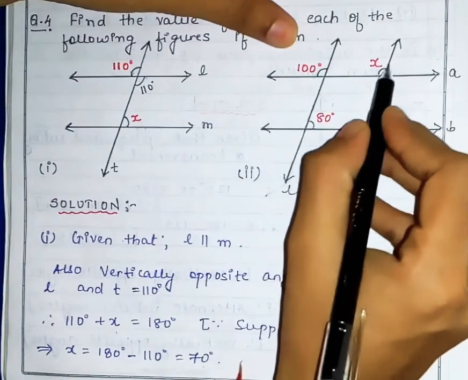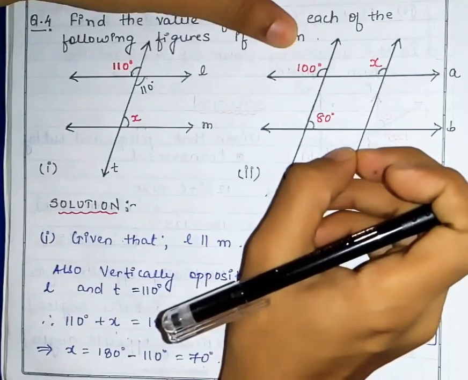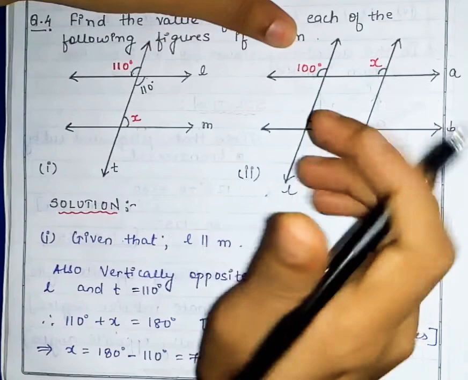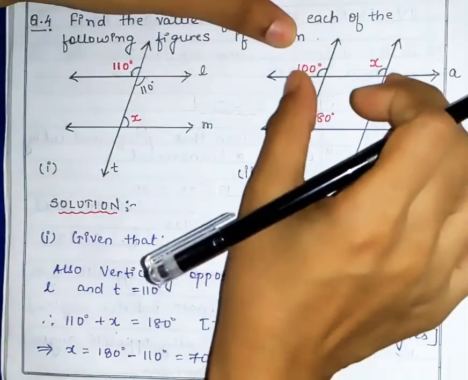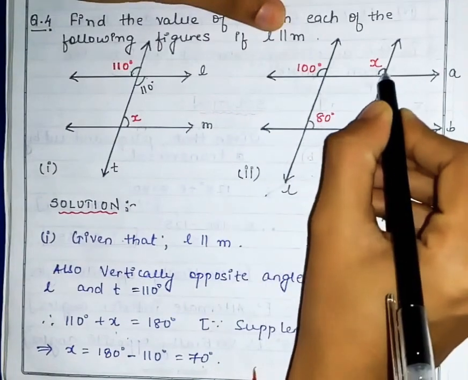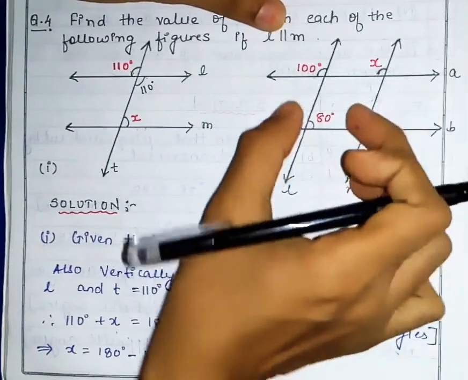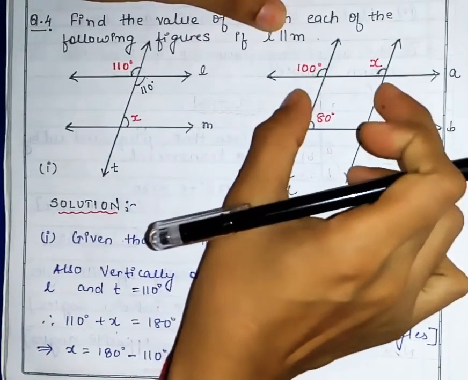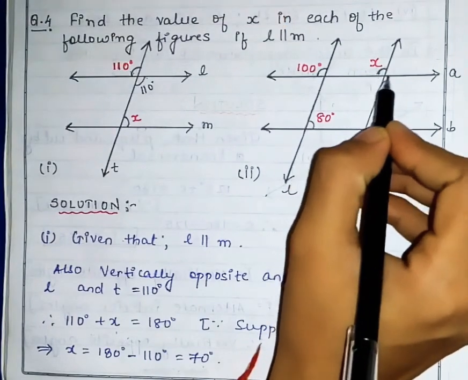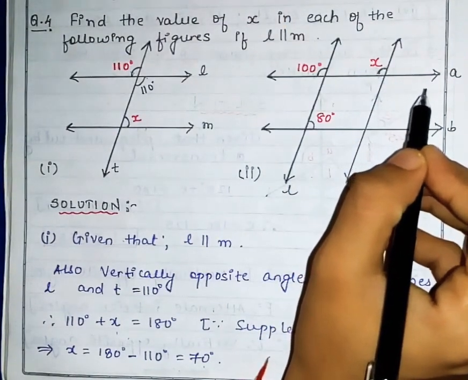We have seen that if the angles are in the same position, such angles are called corresponding angles, and corresponding angles are always equal. So you get this directly; you do not have to solve it. We will see the solution part. This x is also 100, because this 100 degree angle and this x are corresponding angles, and corresponding angles are always equal. So directly you can write that x is equal to 100 degrees. In bracket you will write the reason, which is corresponding angle.